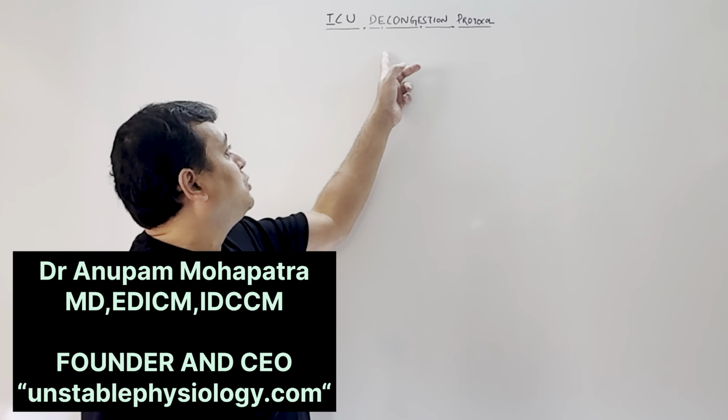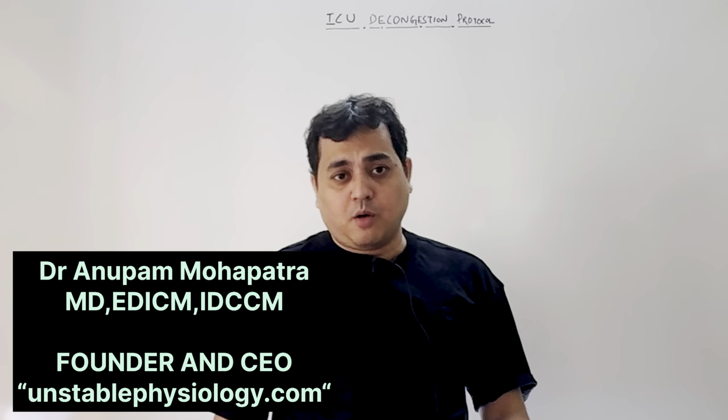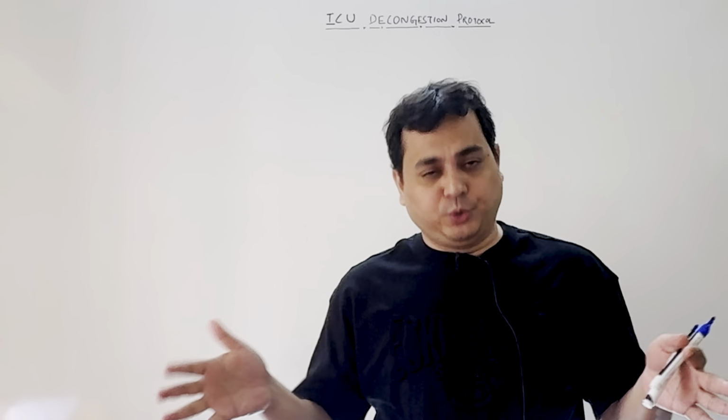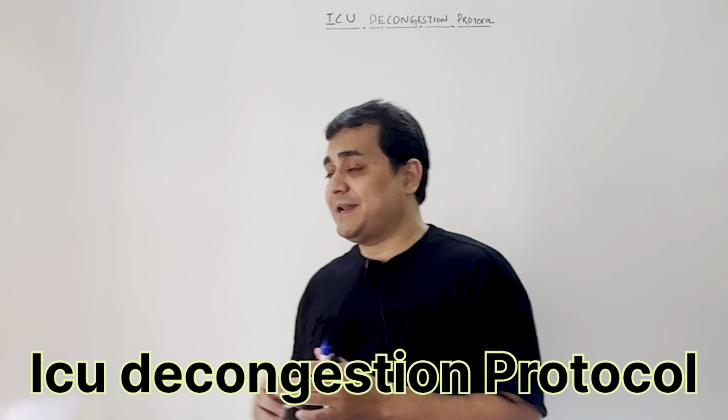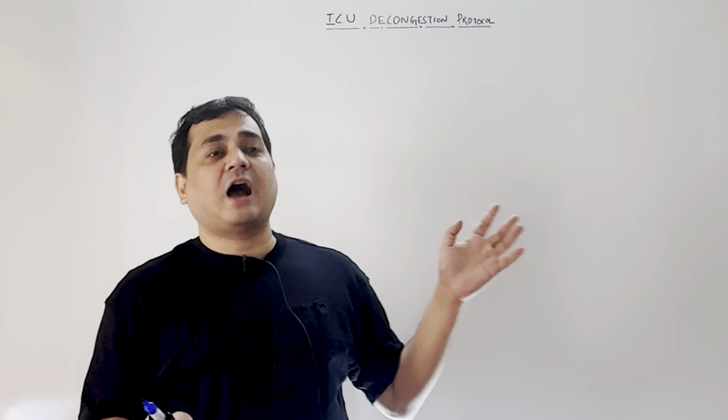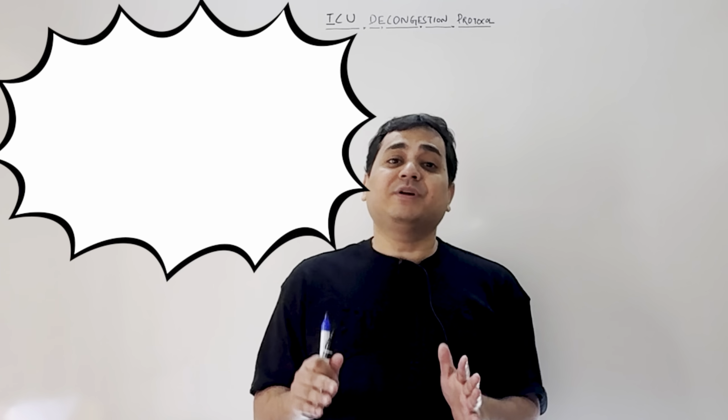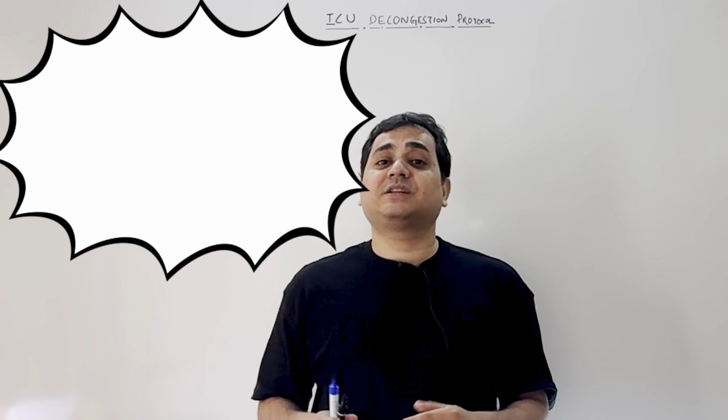So today we'll discuss the ICU decongestion protocol. For example, a patient has come to you and the patient is volume overloaded. That patient can be a CKD patient, can be a heart failure patient. For some reason, he has developed acute pulmonary edema. Now, how to give the existing diuretics that we have? So that is the core focus of our discussion today.